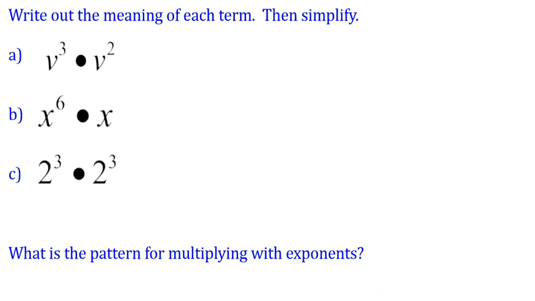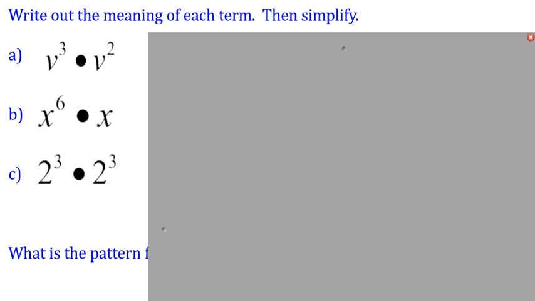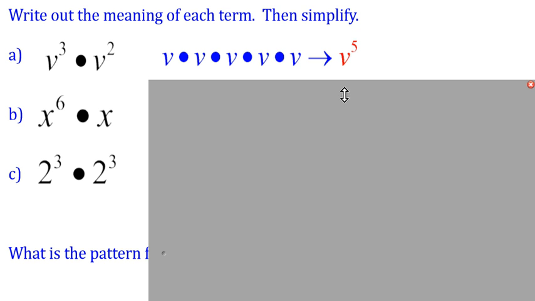So let's try a couple. We want to write out the meaning of each term and simplify it. So when we have something like v to the third times v to the second, that means I have 3 v's being multiplied together and then 2 more v's being multiplied together. Well, if I have 3 v's and 2 v's, that means I would have 5 v's total.